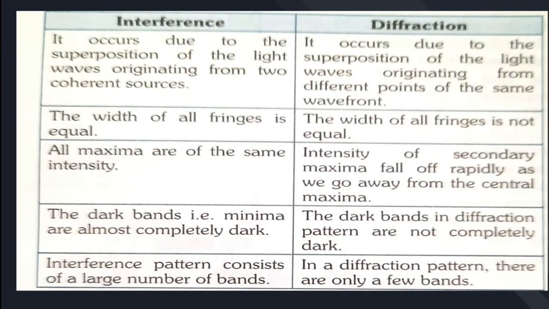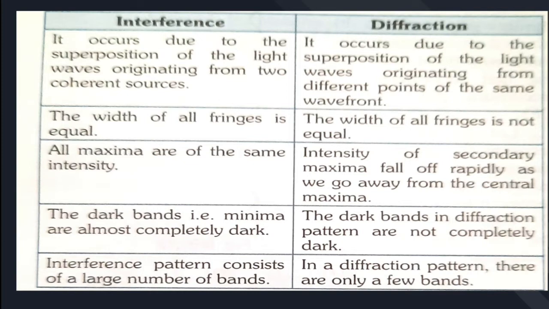Now we will discuss the comparison between interference pattern and diffraction pattern. That means double slit pattern and single slit pattern. Interference pattern occurs due to the superposition of light waves originating from two coherent sources. But diffraction pattern is due to the superposition of light waves originating from different points of the same wavefront, or the same source, we can say. So that is a point of distinction. That means in interference pattern we have two separate sources. In diffraction pattern we have only one source, and we are discussing the superposition of waves from different parts of the same source.